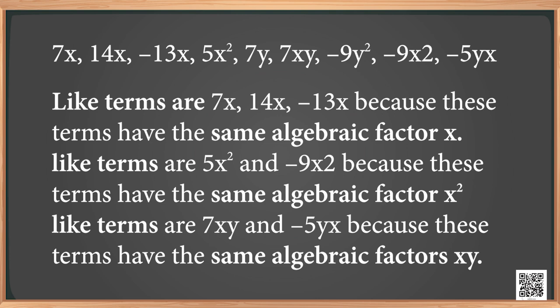7x, 14x, minus 13x, 5x square, 7y, 7xy, minus 9y square, minus 9x square, minus 5yx. Out of them, like terms are 7x, 14x, minus 13x, because these terms have the same algebraic factor x. 5x square, minus 9x square are also like terms, because these terms have the same algebraic factor x square. 7xy, minus 5yx are also like terms, because these terms have the same algebraic factors x, y.